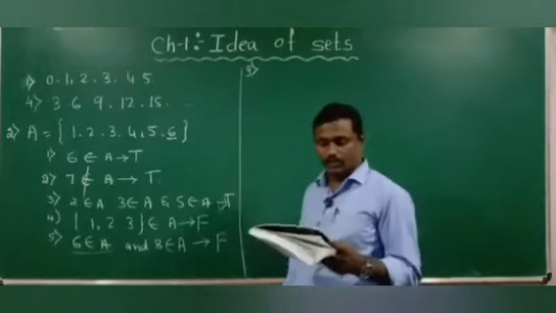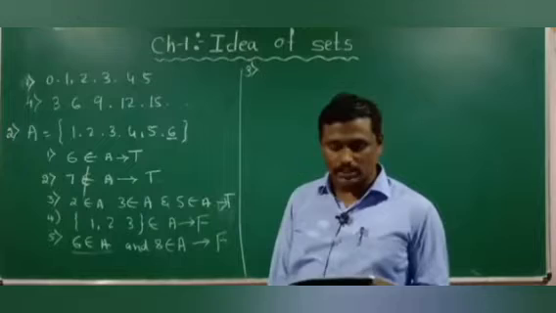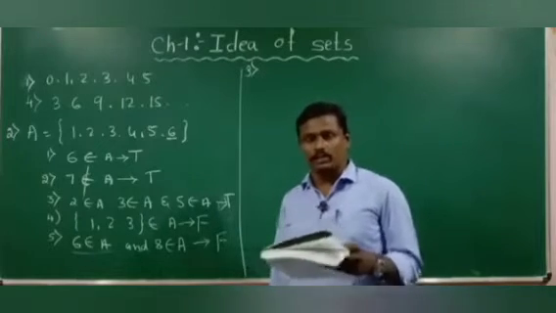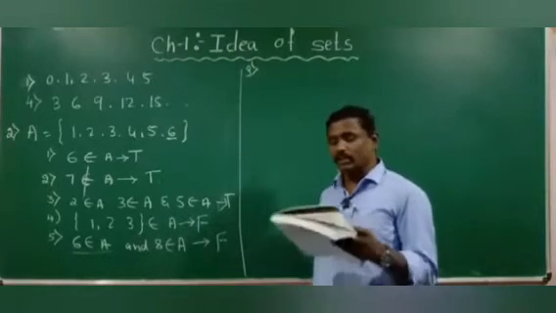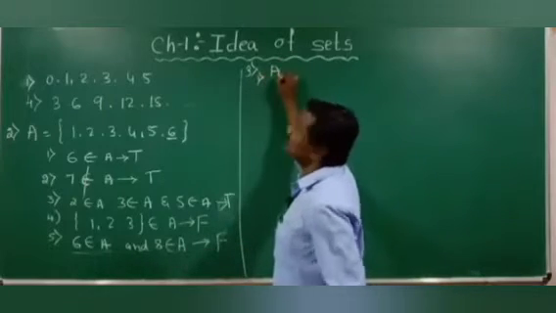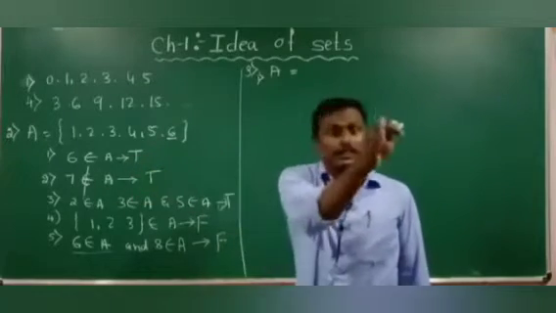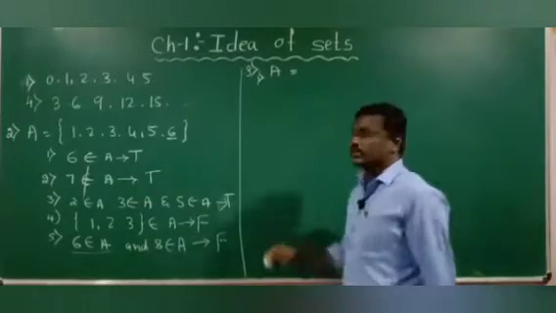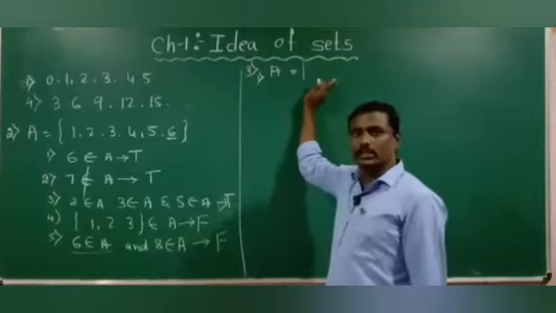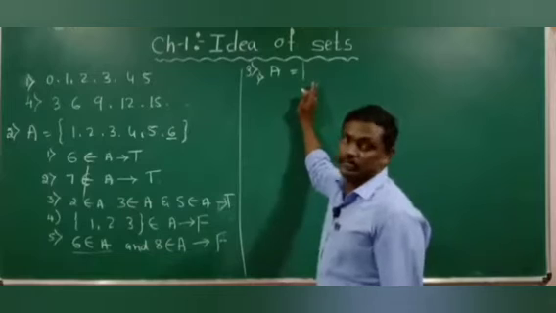First one, third main question, first part: the set of the last 3 months of the year. I consider it as a set A. You can take A, B, C, D, whatever it may be to represent a set. Here I am taking A as the set of the last 3 months of a year. So what are the last 3 months?